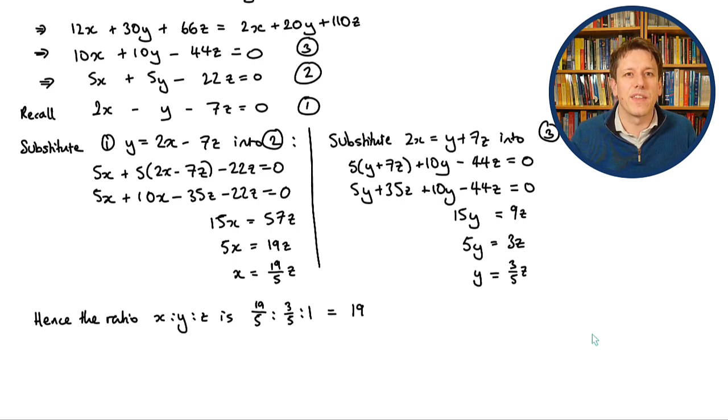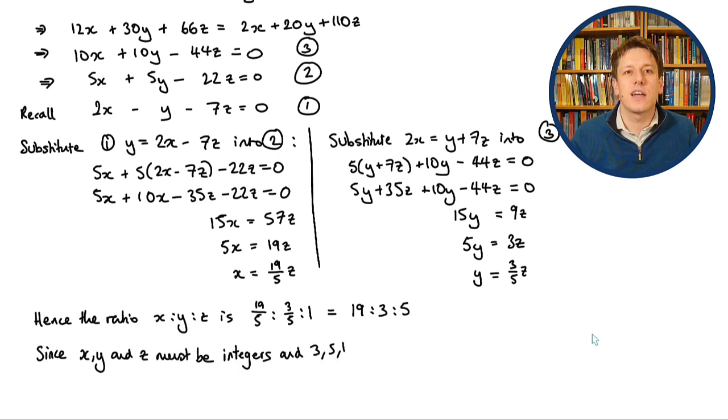Then I can simplify that ratio by multiplying it by 5 to clear out the fractions, and we just get 19 to 3 to 5 as the ratio between x, y and z. And then we're almost done, because we know that x, y and z have to be integers, and 3, 5 and 19 have no factors in common, so that ratio can't be simplified any further. If I make any of the numbers smaller, they'd have to be fractions again.